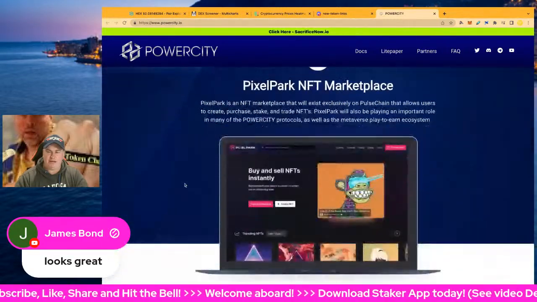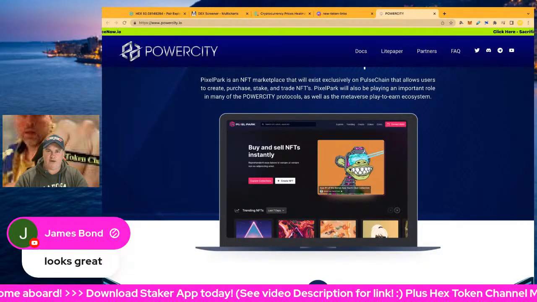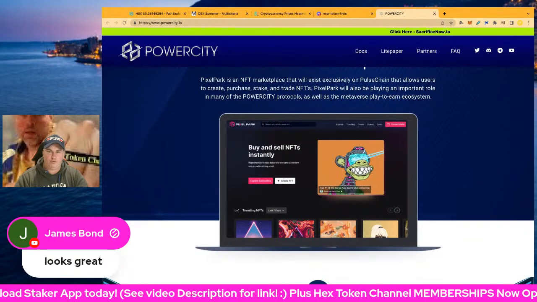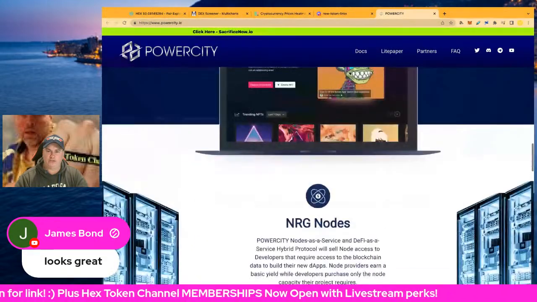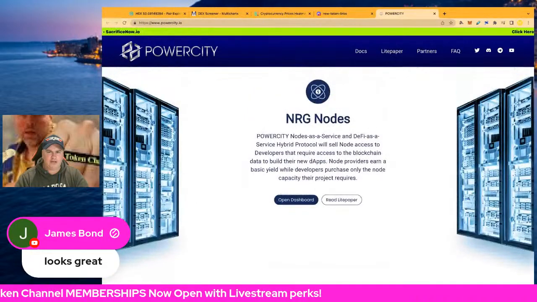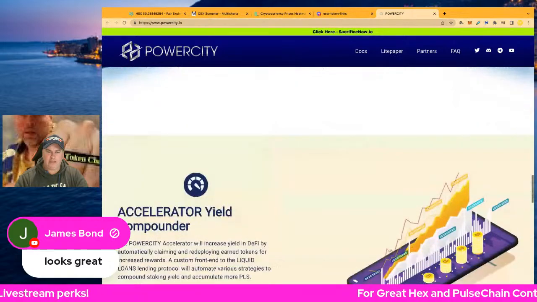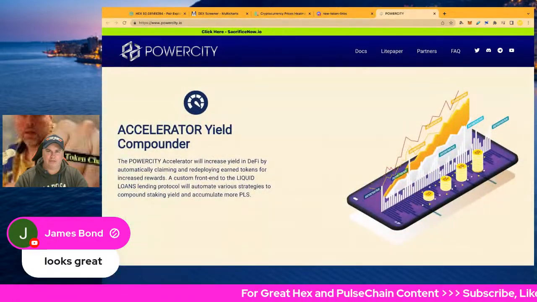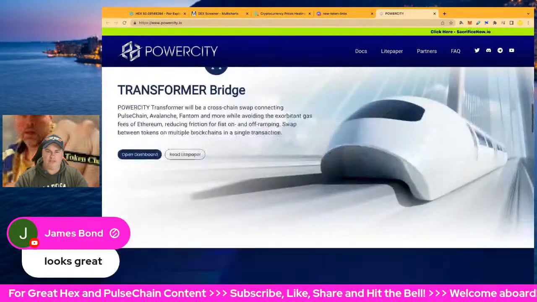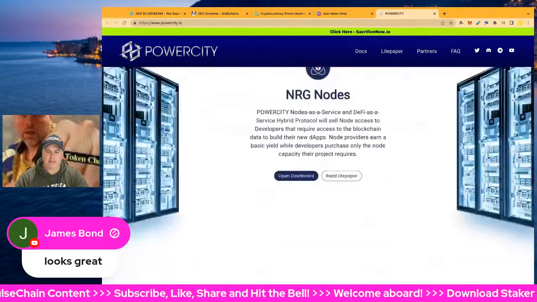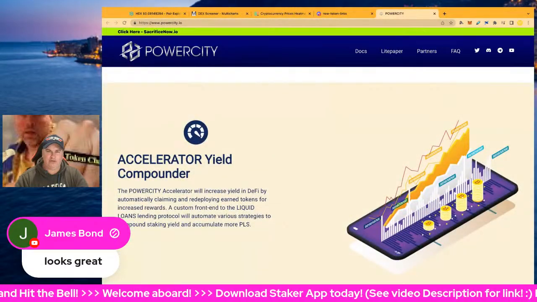Obviously, the Pixel Park NFT marketplace is going to be out there, as I showed earlier in the presentation. There are at least five sites going to be there. I would suggest four of those are going to be heavyweight competitors. The fifth one has still probably got a bit of work to do. NGR nodes, of course, are going to come later, but it's coming up as DeFi as a service as well. And then the accelerated yield compiler is coming later as well. So the first things that are coming, the Power Core, the bridge here, and the NFT marketplace, are really terrific products.